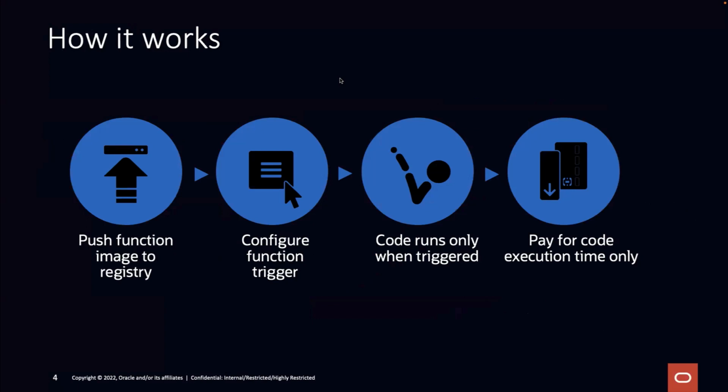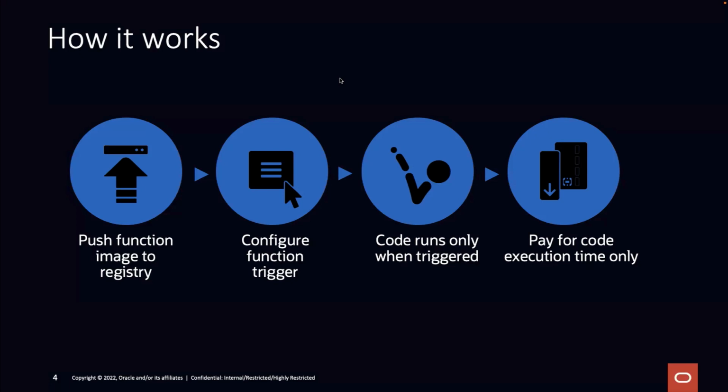So how does it all work? The workflow is quite simple. You create your application, you wrap it in a Docker container, and then you push that function image, that container image, to the OCI registry, right? After that, you create a function and configure some kind of trigger for it. We'll talk a bit more about triggers in this presentation. Once you have the trigger configured, whenever that trigger gets invoked, it calls your function. The function executes, and you only pay for the code execution time.